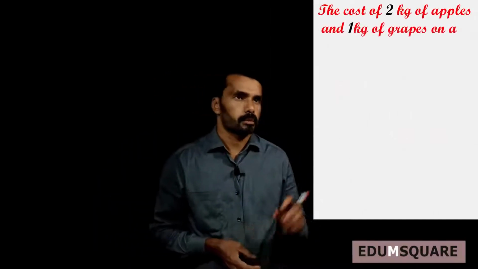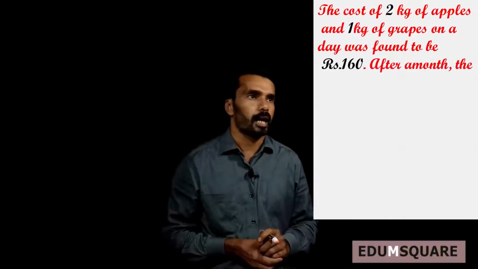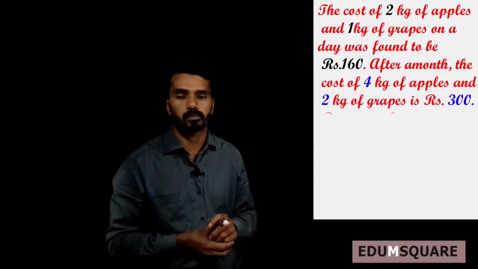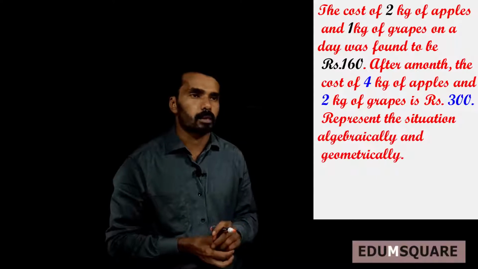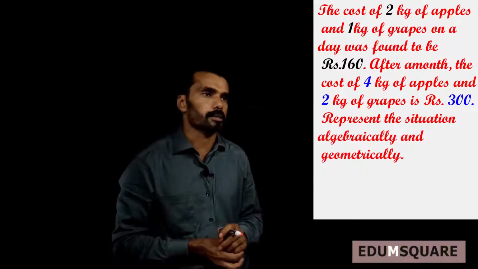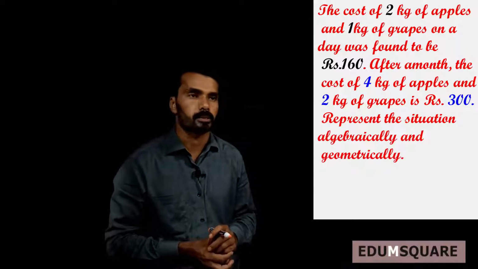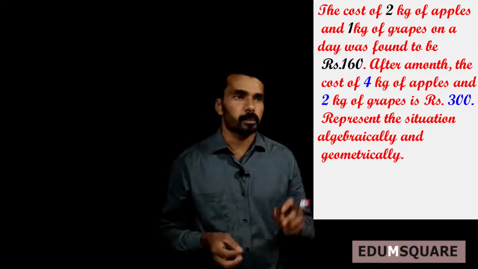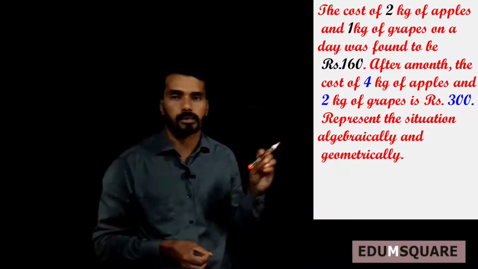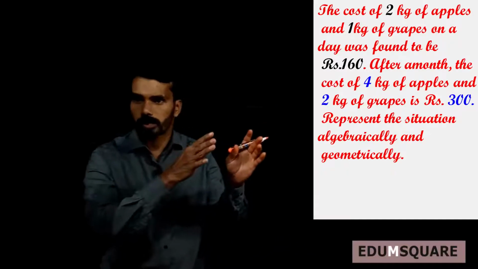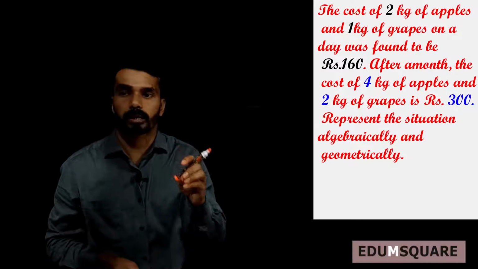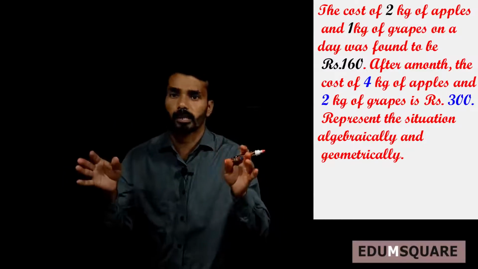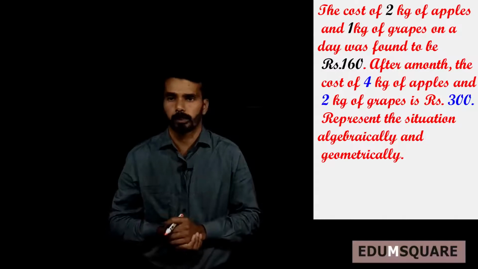Now let's check another question. Here the question is that the cost of 2 kg of apples and 1 kg of grapes on a day was found to be rupees 160. After a month, the cost of 4 kg of apples and 2 kg of grapes is rupees 300. Represent the situation algebraically and geometrically. Here we have to represent this situation both in algebraic and geometric form. So first let us represent the situation in algebraic form.